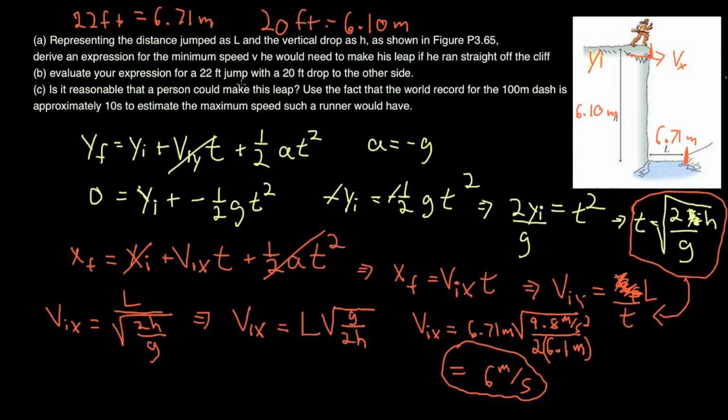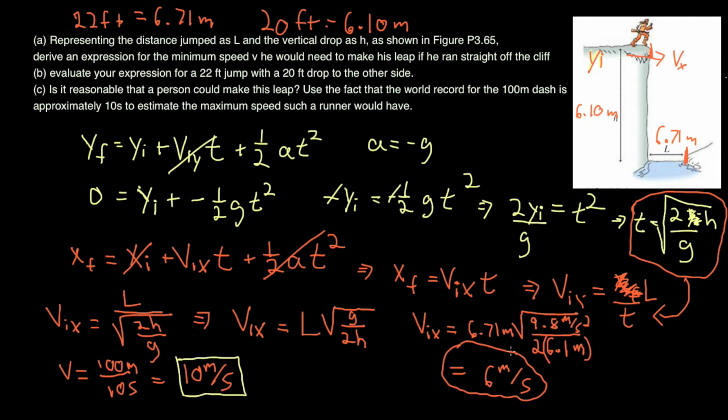Is it reasonable that a person could make this leap? Use the fact that the world record for the 100-meter dash is approximately 10 seconds to estimate the maximum speed such a runner would have. So we're given a distance and a time, so all we have to do is velocity equals distance over time. So velocity is going to be equal to the distance, which is 100 meters, over time, which is 10 seconds. And so this is going to come out to 10 meters per second. So 10 meters per second is going to be the world record pace.